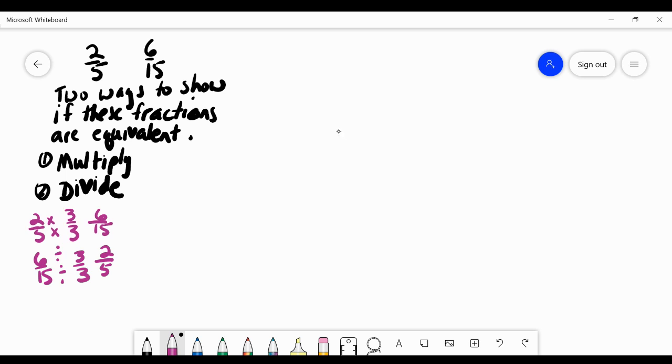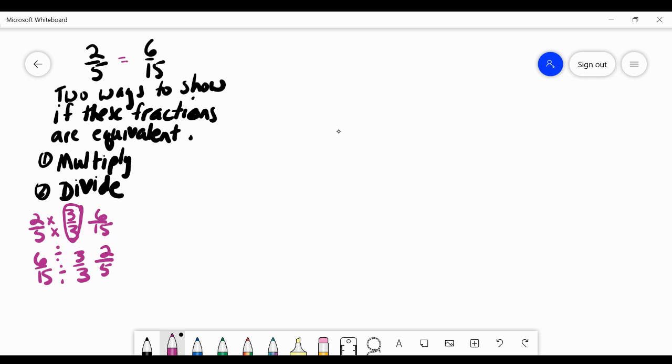We're still comparing fractions, and we're going to compare fractions by multiplying and dividing. So we're trying to see if 2/5 and 6/15 are equivalent. You can multiply by a fraction that equals 1, 3/3, and you can go 2 times 3 is 6, and 5 times 3 is 15. And yes, 2/5 is equivalent to 6/15.